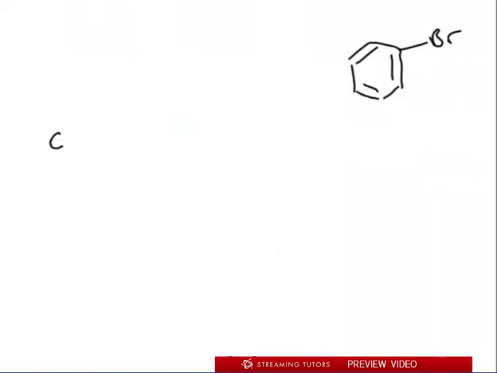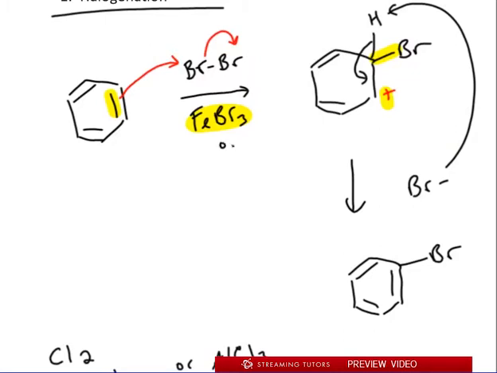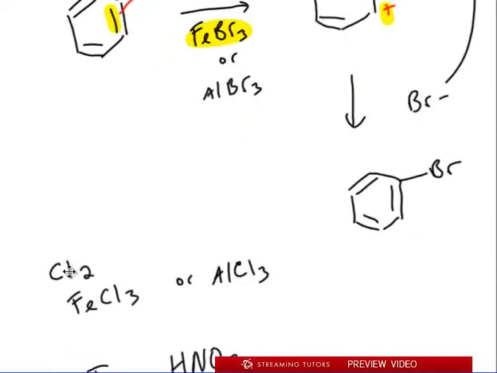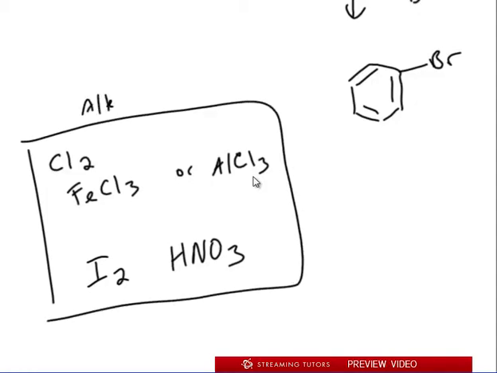Now, alternatives are Cl2 with FeCl3, or I2 with HNO3. And by the way, FeCl3 or AlCl3, same thing. Just like FeBr3 or AlBr3, they're just Lewis acids. That's all we're doing here. We're making them attract the Br or Cl or I in order to get the other halogen positive. That's it. So these are alternatives, and that's the end of this one.